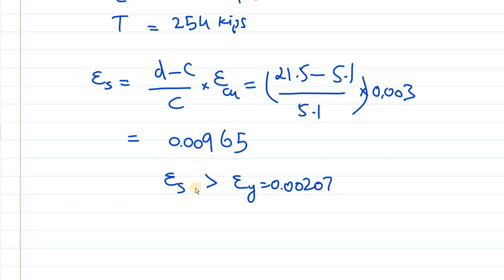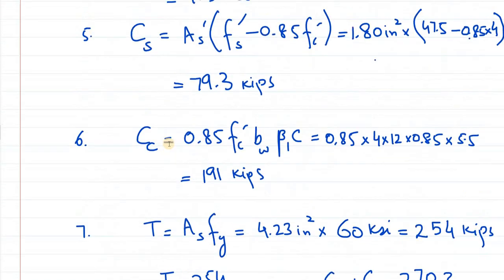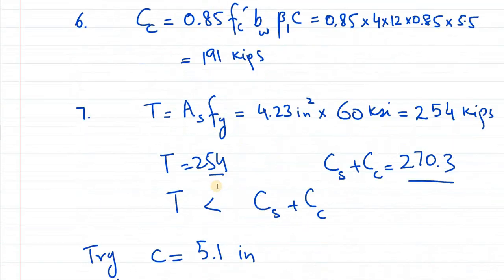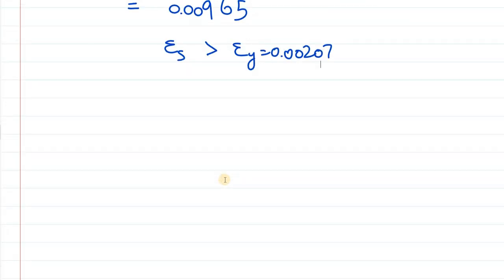So your assumption is correct. Now if this assumption is correct, you can go ahead and calculate your Mn. But again, before we go to Mn, in this case, dt is equal to d. So when you calculate epsilon t, it will be equal to epsilon s.